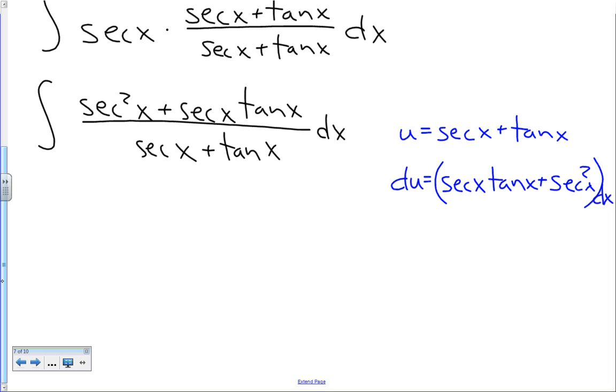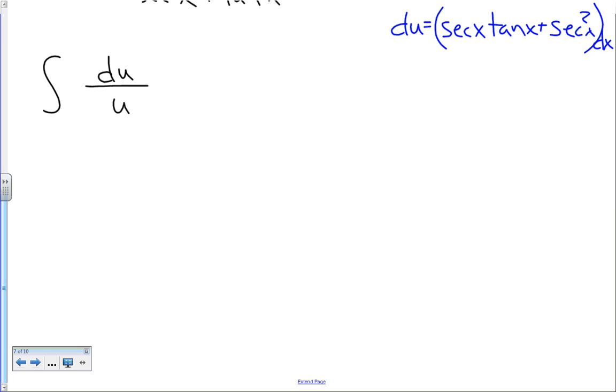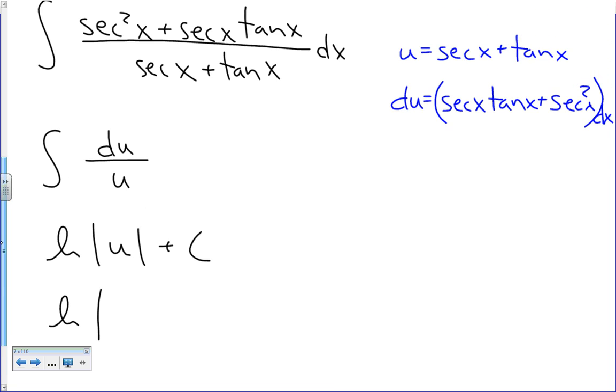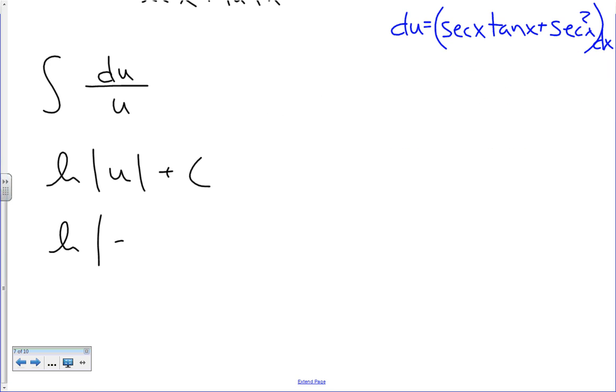So this becomes the integral of du over u. That's the same function we just integrated on the last slide there. That's our natural log function. It's the ln of the absolute value of u plus c. So this is the ln of the absolute value of u. U, again, remember, was secant plus tangent. And there is our antiderivative.